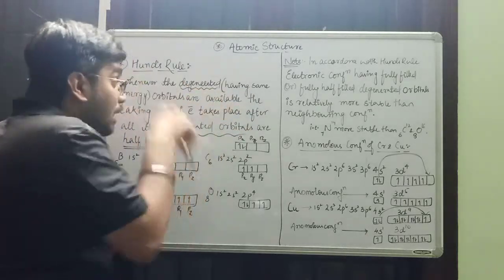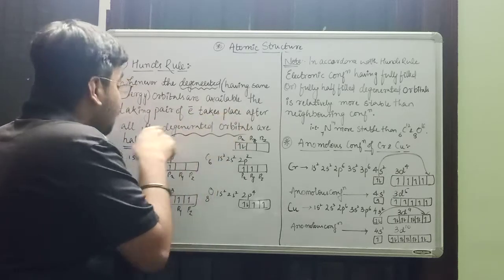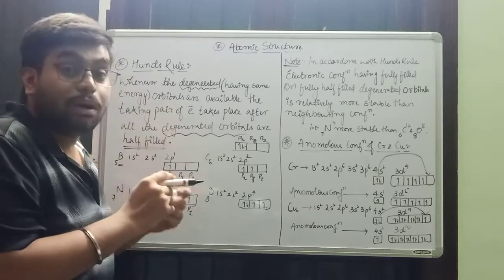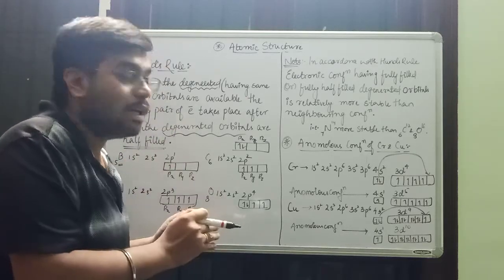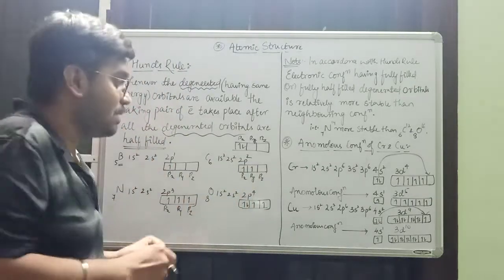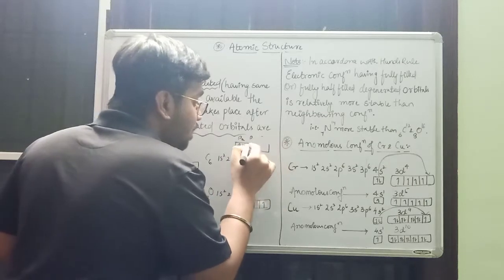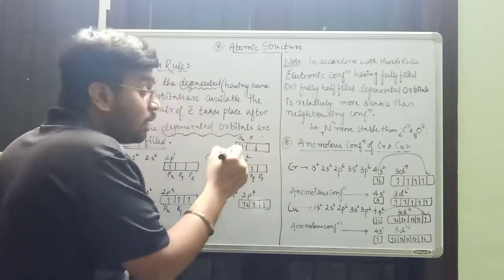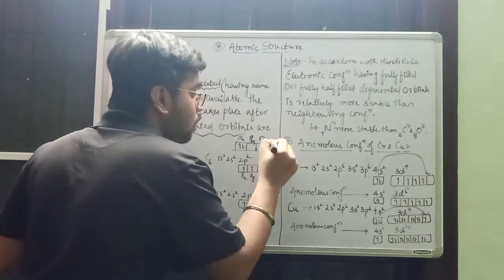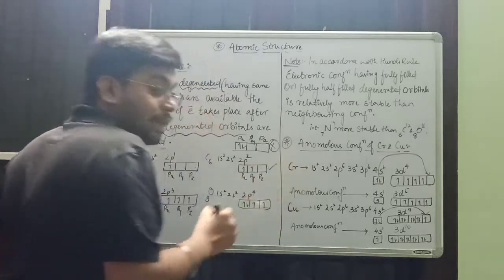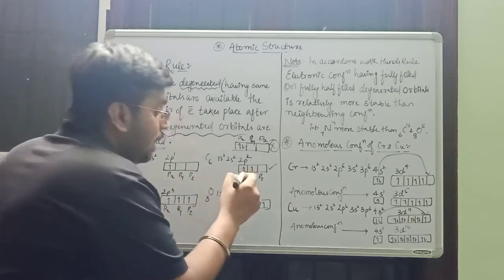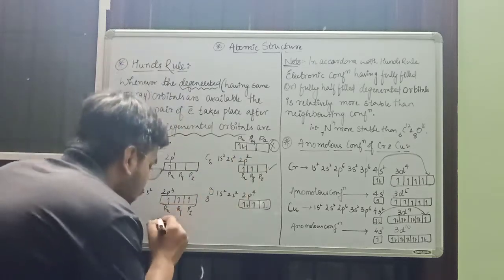Whenever the degenerate orbitals are available, the pairing of electrons takes place after all the degenerate orbitals are half filled, meaning pairing of electrons will take place only after every orbital has one electron, right? So is this way of writing the electron configuration right? No, this is the wrong notation, and this is right in accordance with Hund's rule. Then what about nitrogen? There are 3 electrons. Then how can we write it like this?